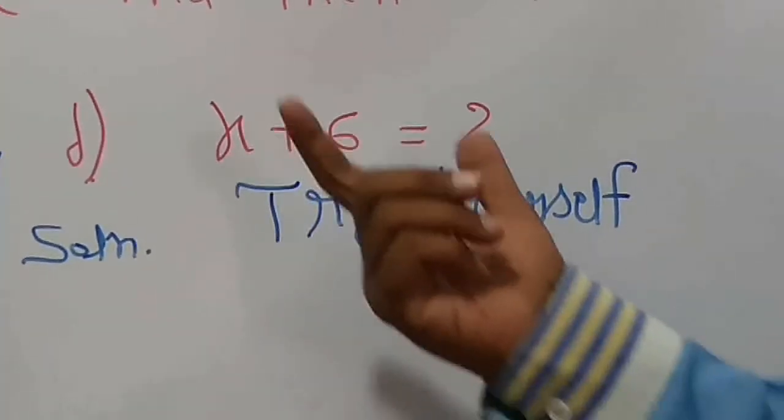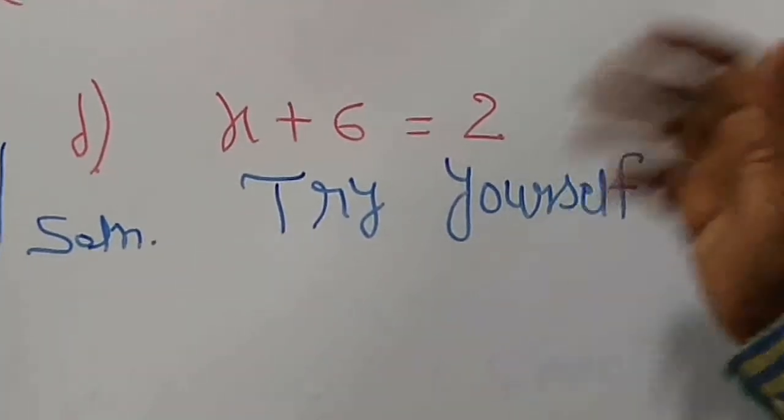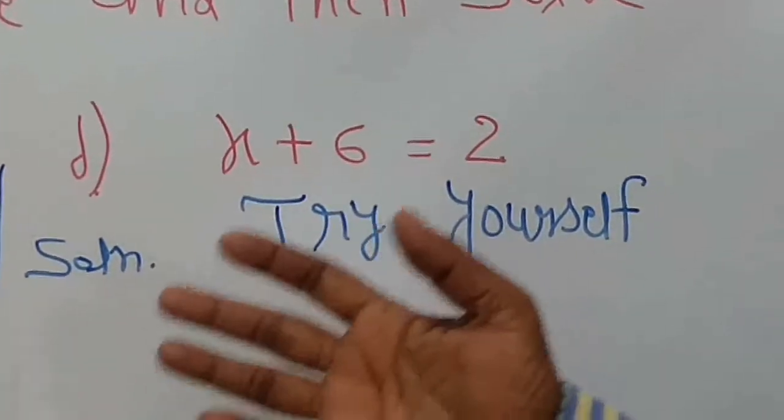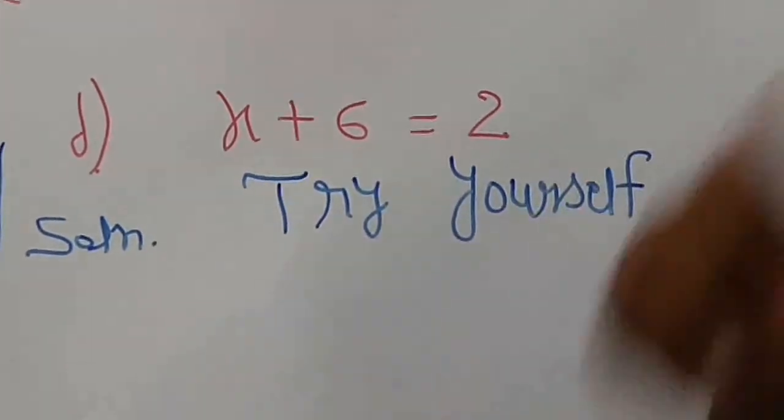Now this is d part, x plus 6 equal to 2. In this question, left hand side part is having x plus 6, and in right hand side 2 is there. This part is same as we solve the part A, B and C. So try to solve this part by yourself.